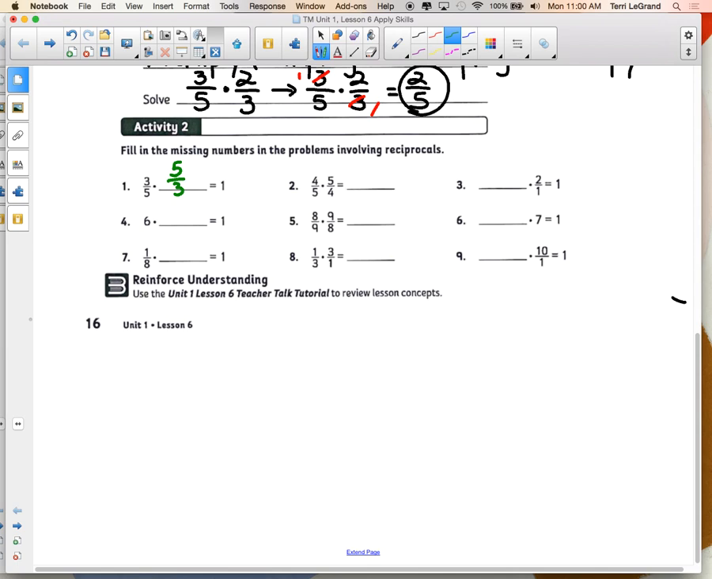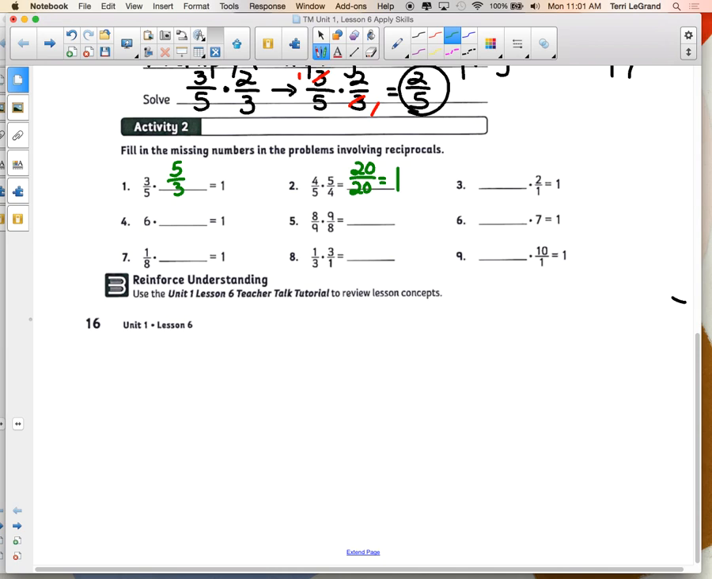In number 2, we have 4/5 times 5/4. What should that equal? 20 over 20, which is 1. Are those reciprocals of each other? Yes, 4/5 and 5/4 are reciprocals.